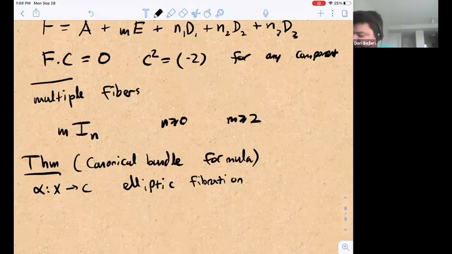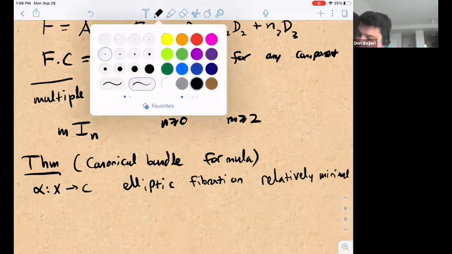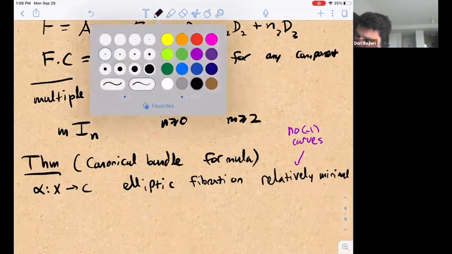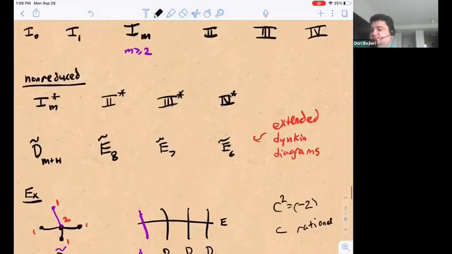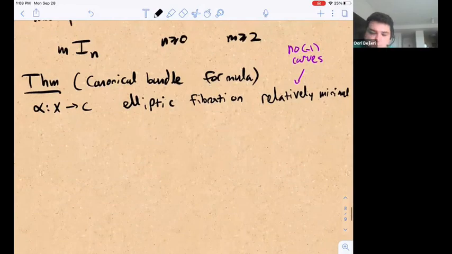So of course, in our classification, we had relatively minimal because everything was just minimal. So here relatively minimal means there are no -1 curves in the fibers. So that was an assumption in this classification, because if I start with one of these and I just blow up somewhere, then I'll get a different looking fiber, but it won't be a minimal surface anymore. So here we're already assuming that everything was minimal. Okay, and suppose that this alpha has multiple fibers.